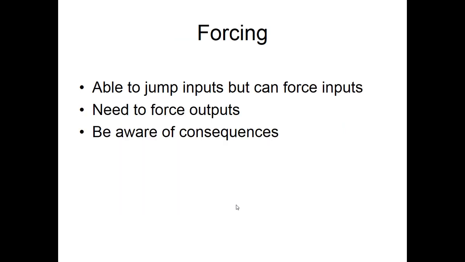Forcing. So we're going to be doing forcing. Now, what you can do is you can jump an input to check to see if it works, because basically a push button is just completing a current loop. And so if you run ground to an input module, and then if you touched hot to one side of the input, the light would come on. That's a quick way to see if the input's working. You can't do that with outputs. You can't jump outputs because they need to be turned on, okay?